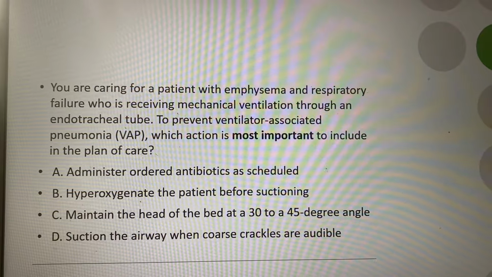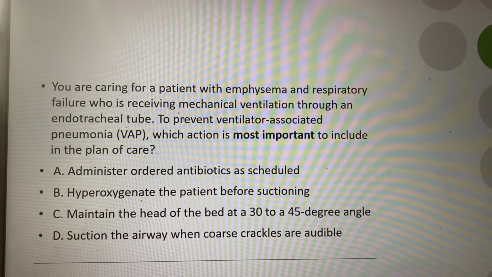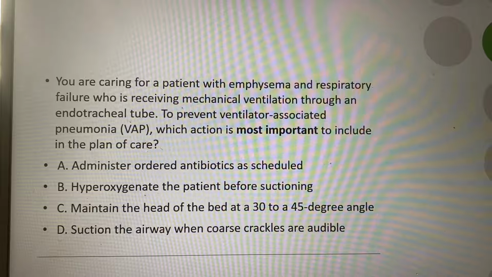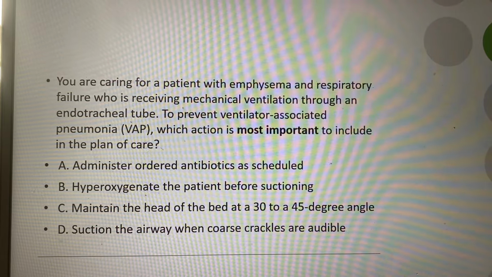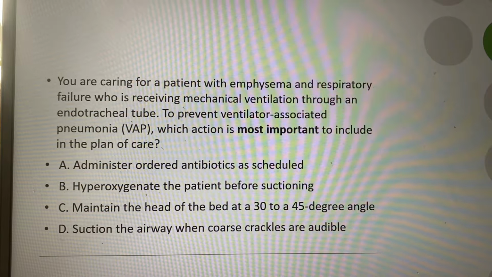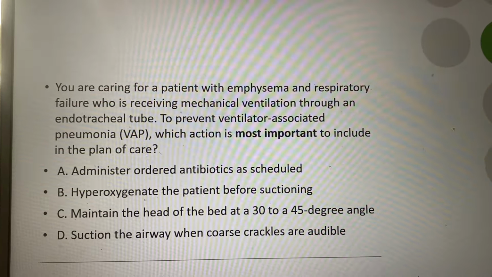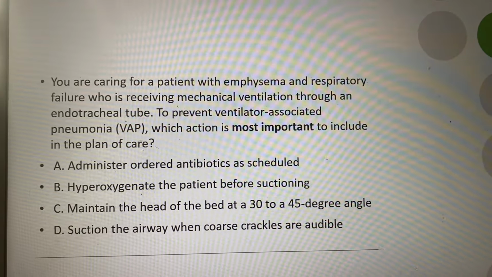The most important action to add to the plan of care is: A, administer ordered antibiotics as scheduled; B, hyperoxygenate the patient before suctioning; C, maintain the head of bed at 30 to 45 degree angle; or D, suction the airway when coarse crackles are audible. So go ahead and select your answer, and also write or state your rationale. And we're going to go back to this question.